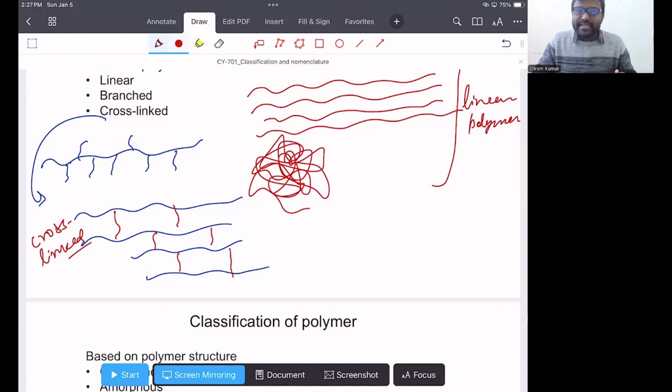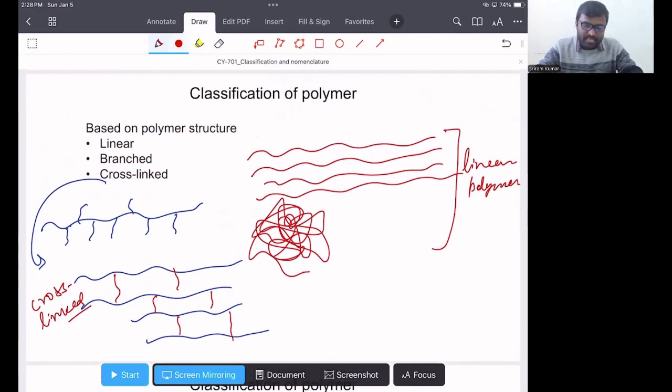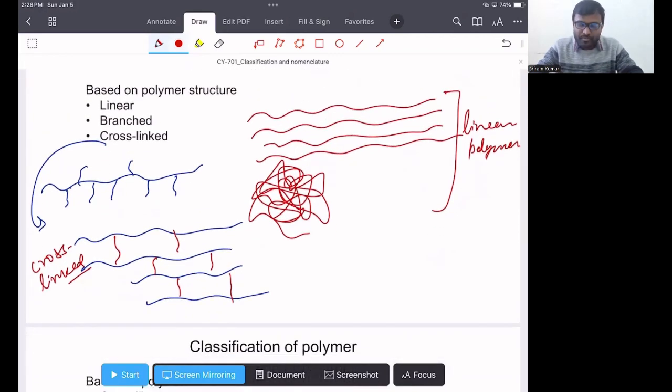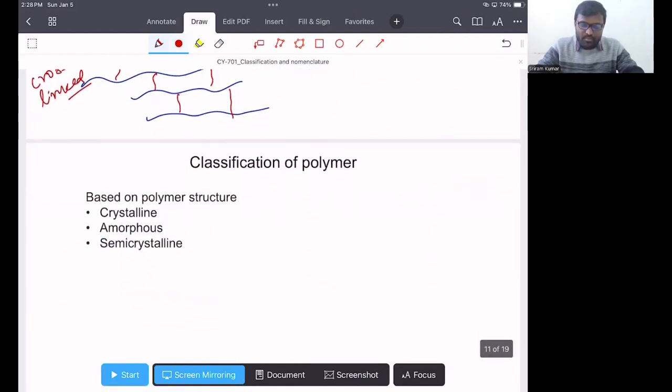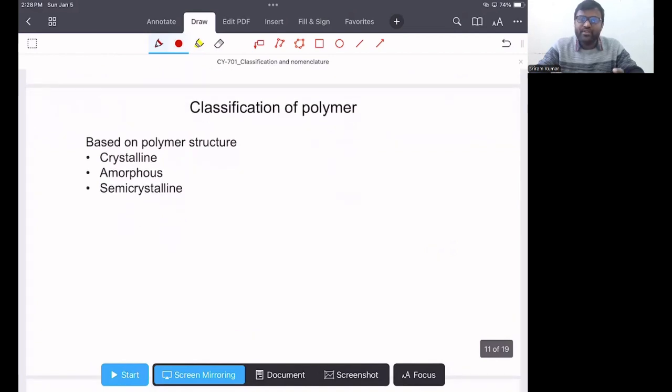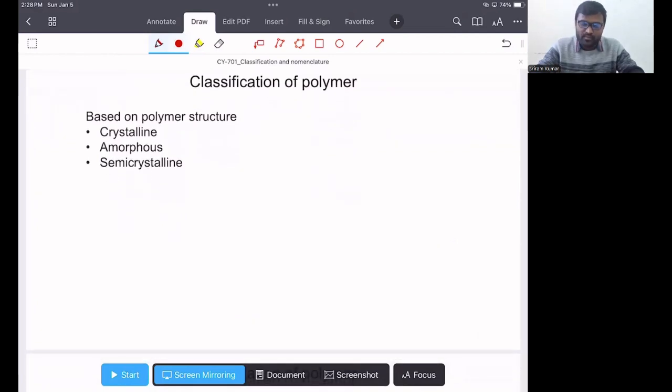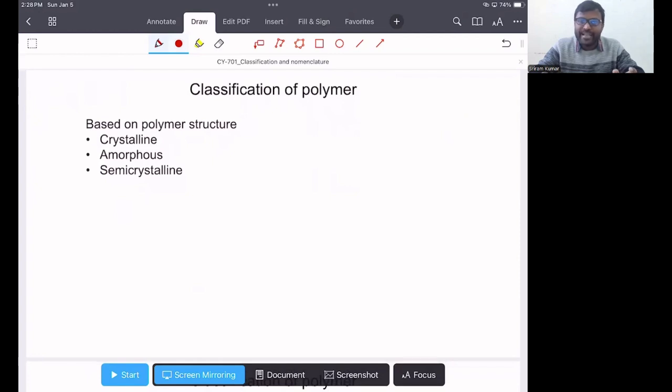So we understand the first one is based on the origin of the polymers, that is the natural and the synthetic polymer. Second is based on the polymer structure. Based on the polymer structures, we have the linear polymer, the branched polymer, and the cross-linked polymers. Again, based on the polymer structures, we can define all the polymers into three kinds.